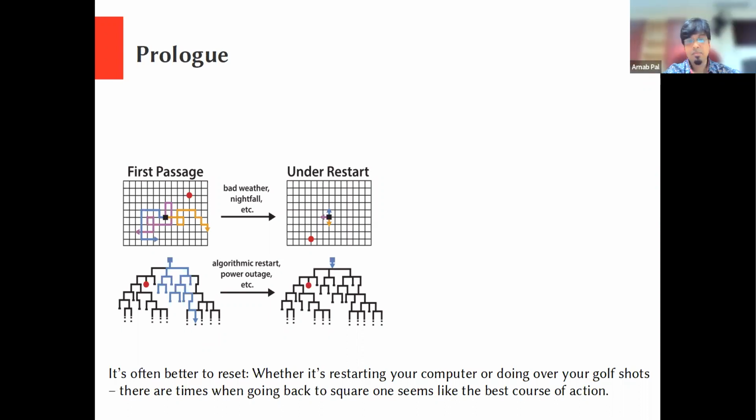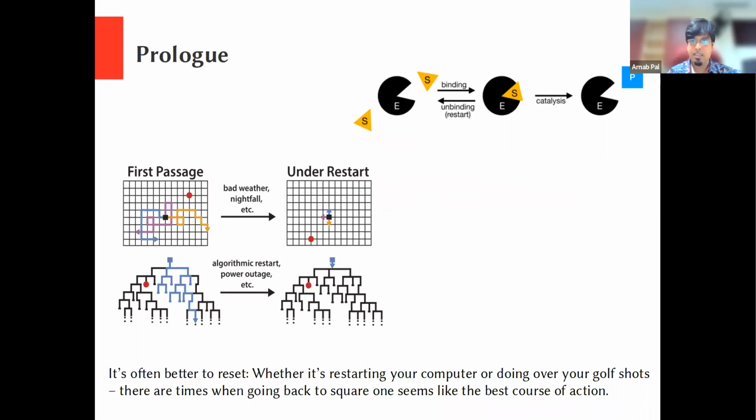But then restart has also emerged as a natural phenomenon in seemingly unrelated phenomena. So I will try to catch up on some of these. One is the enzymatic reaction, or chemical reaction in general. Here what you see is a typical Michaelis-Menten kind of reaction, where an enzyme reversibly binds with a substrate to form a metastable state. And from this state, two things can happen.